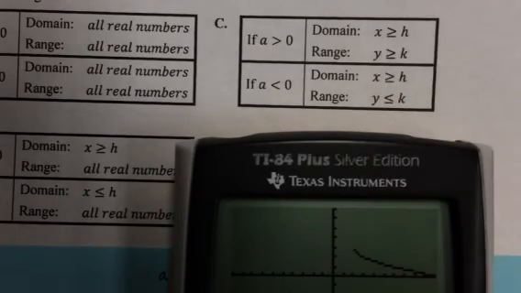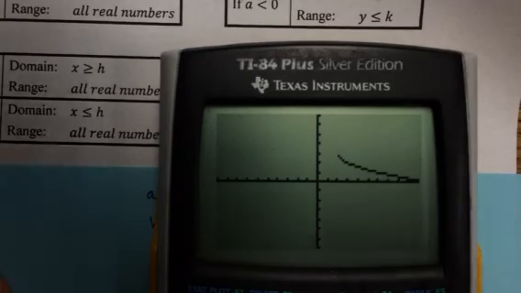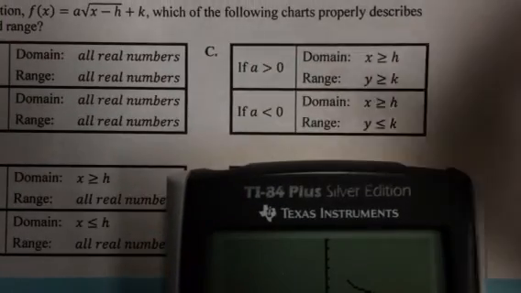Y is less than or equal to k, so my k was 3. And yes, y is below 3, so that makes sense. So the answer is C.